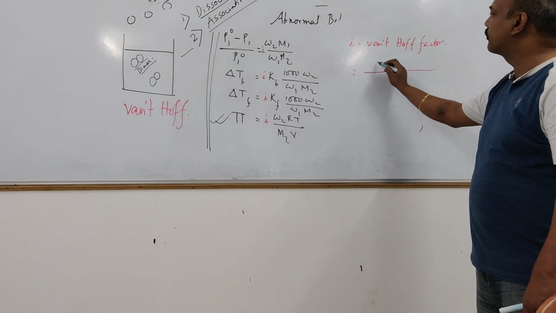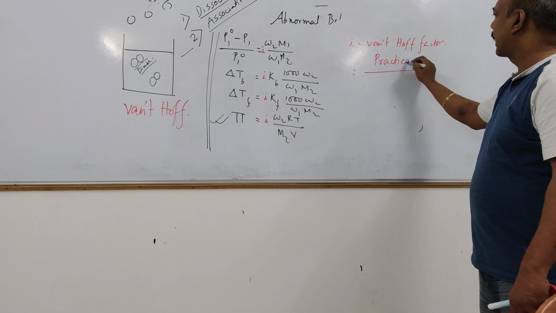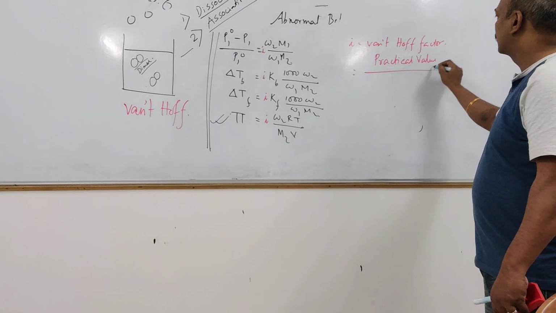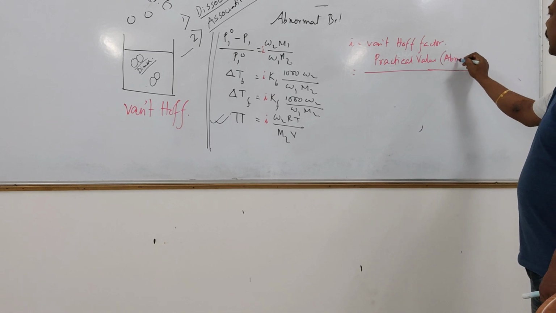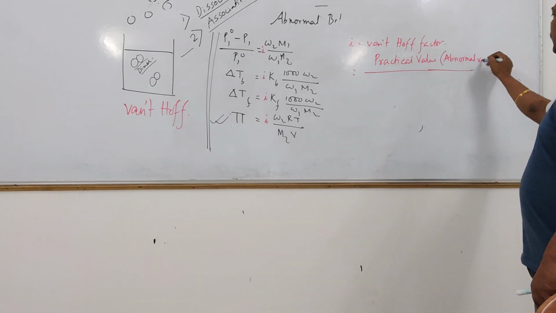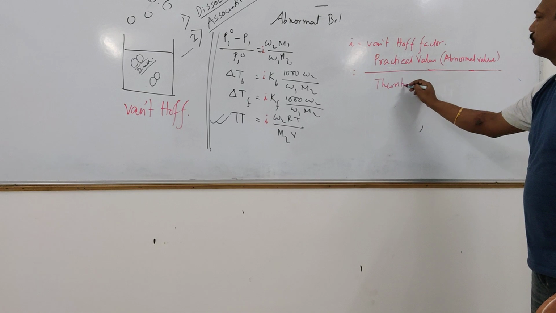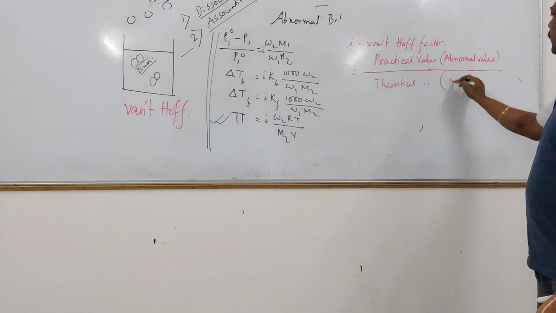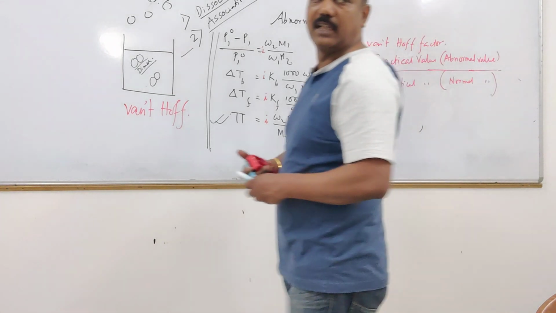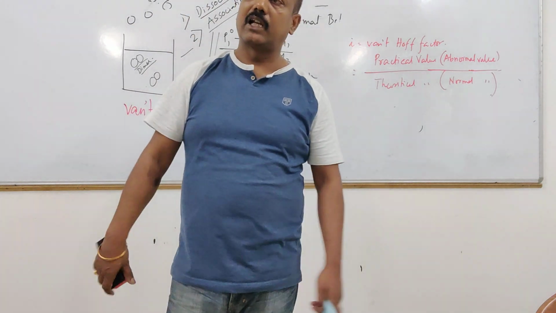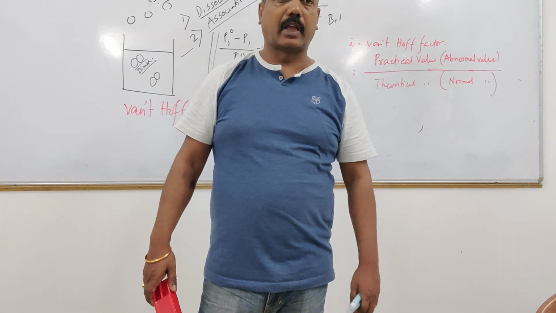So what can we say? Van 't Hoff factor is nothing but the practical value, that is 40, or you can say the abnormal value, divided by the theoretical value, or we also call it the normal value when the Van 't Hoff factor is not used. So that is Van 't Hoff factor: the practical value by the theoretical value, or the abnormal value by the normal value.